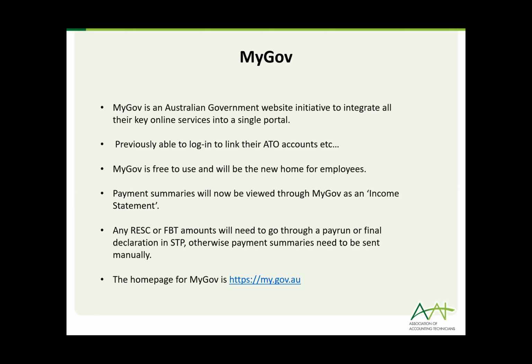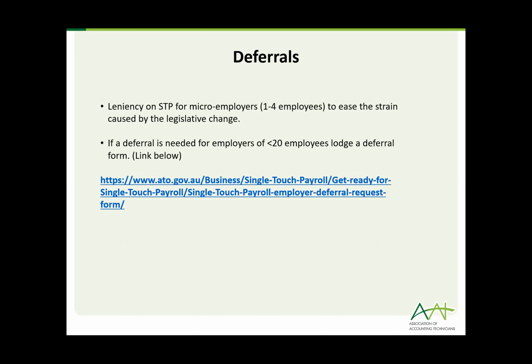It's important to note that any RESC or FBT amounts need to go through the pay runs or a final declaration in STP, depending on the software. Otherwise, payment summaries will need to be sent manually. That's because that data wouldn't be on the payment summary if you haven't entered it in. And we've got the homepage down there for myGov. There's quite a lot of existing information on how to sign up and what to do. It's very simple. Just ensure that you're familiar with it in case you get any questions.